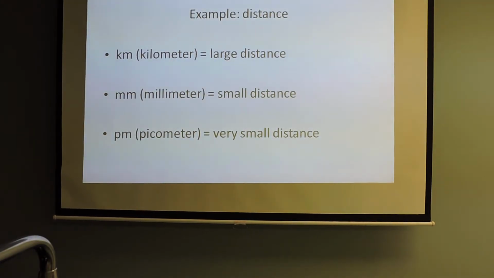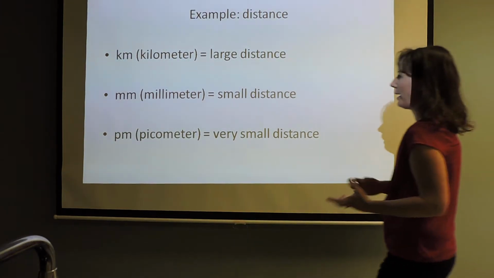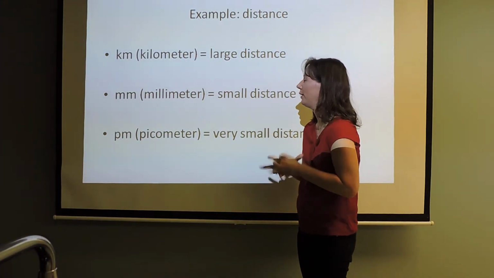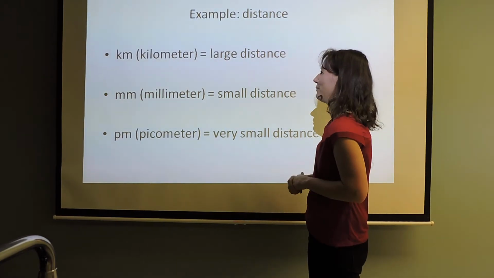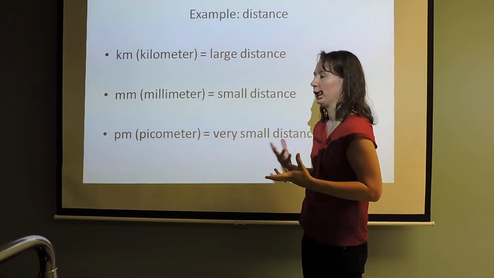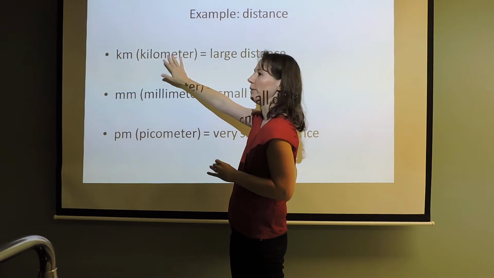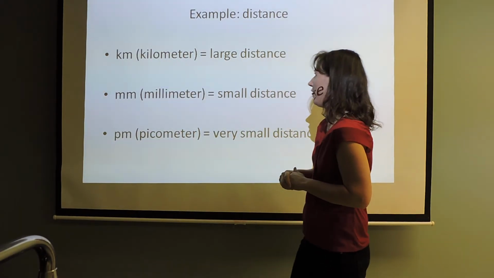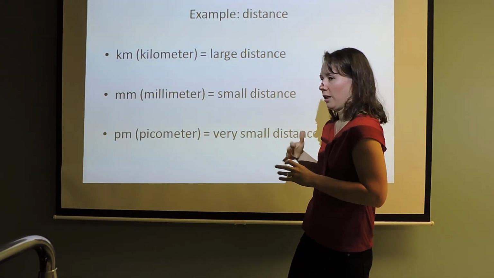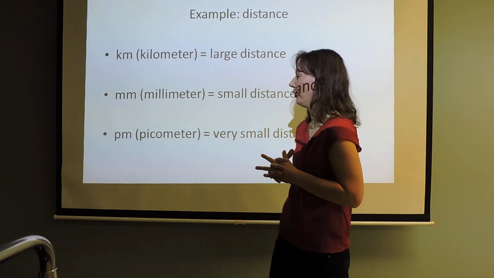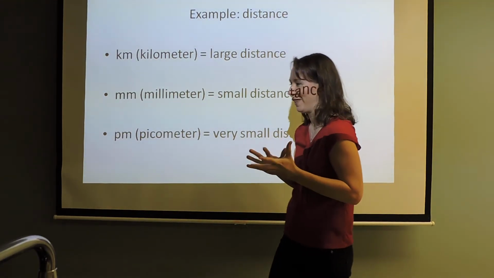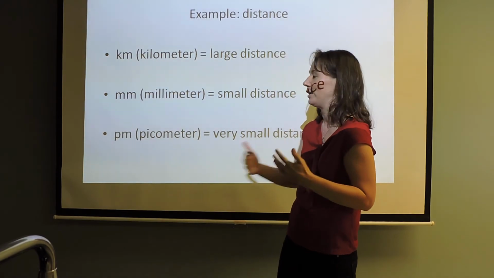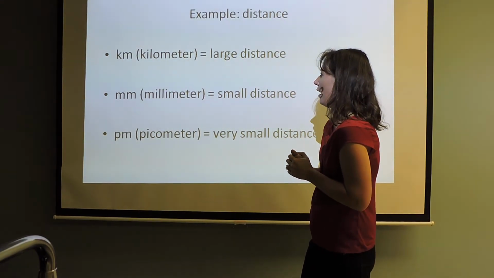So we use prefixes to make our base units big or small. So let's look at distance. I tried to pick a unit that you might be familiar with from life. Most people are familiar with the idea of a kilometer, depending on how you want to pronounce it. That's a large distance. In the US, an analog would be the mile. A mile and a kilometer are not the same, but that would be an equivalent unit that you would use to measure a large distance.